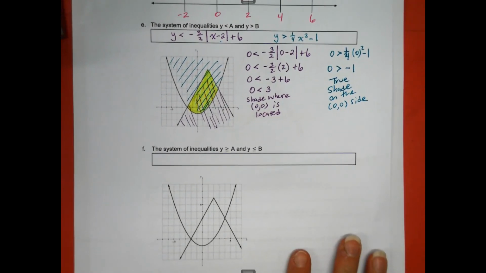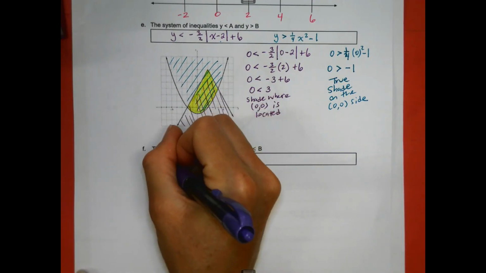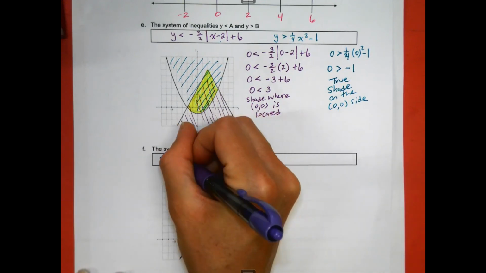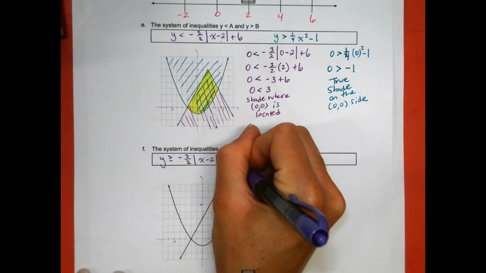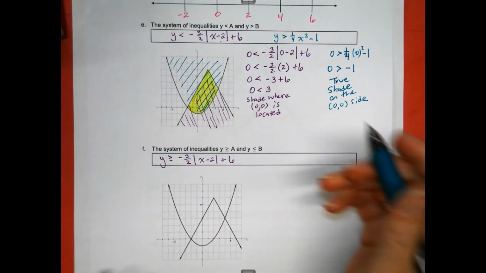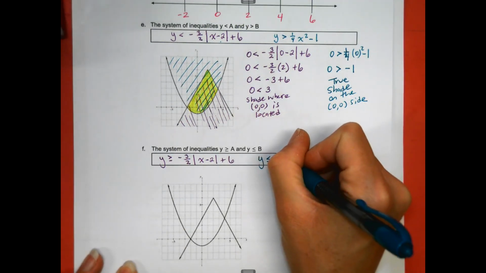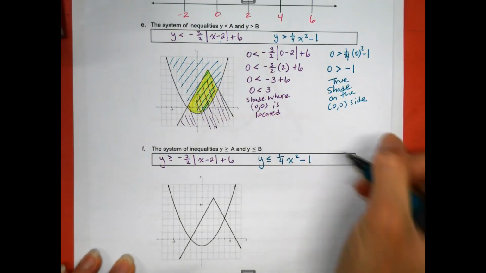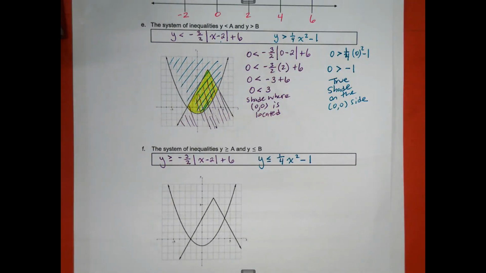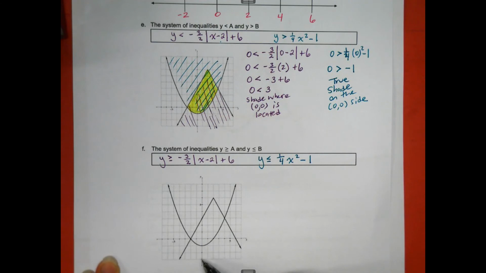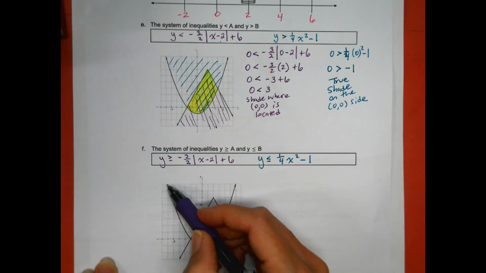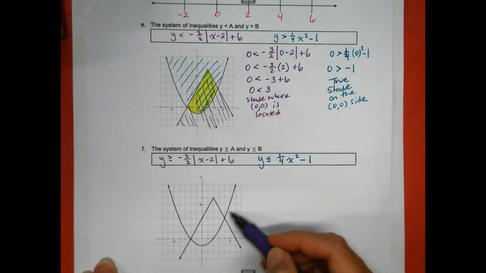For part F, again, it's a system of inequalities. This time we have y being greater than or equal to negative 3/2 times the absolute value of x minus 2, plus 6. And y is less than or equal to 1/4 x squared minus 1. We want points that are bigger than our absolute value, or above our absolute value. So this time that's going to be everything that is outside.